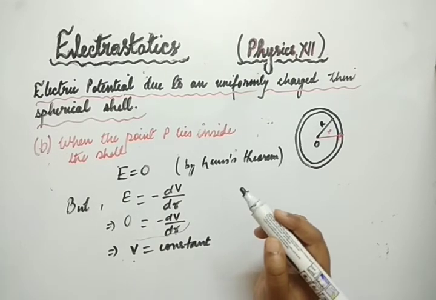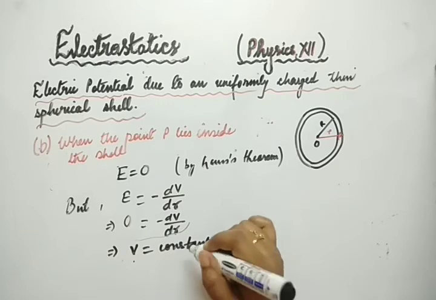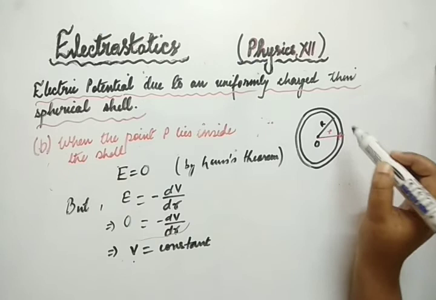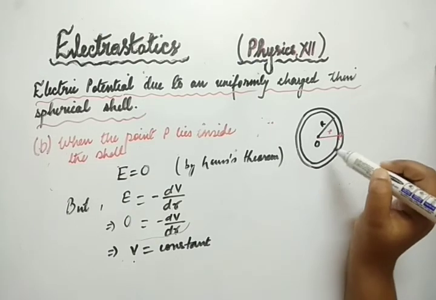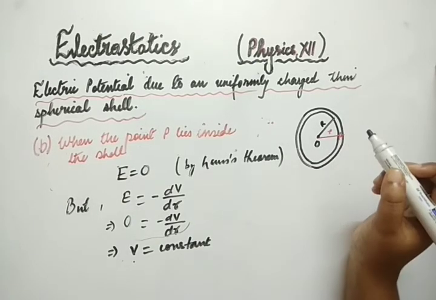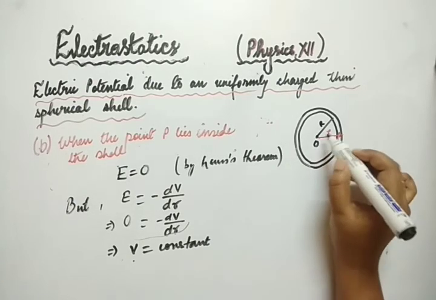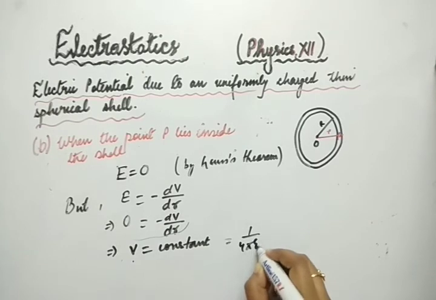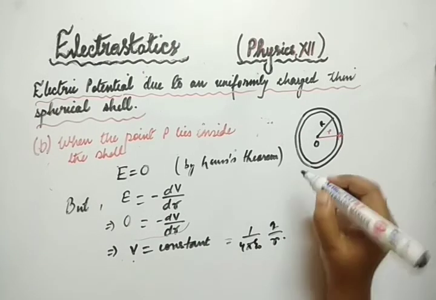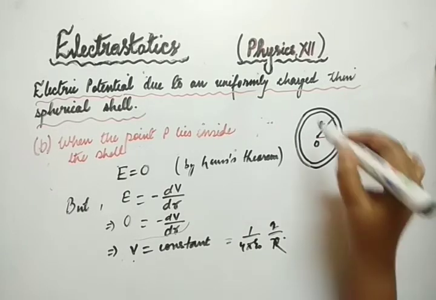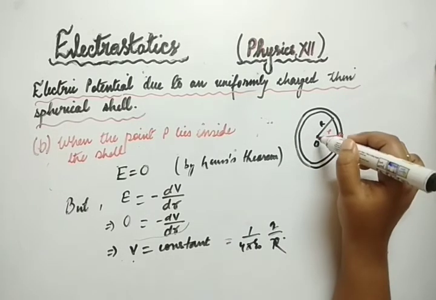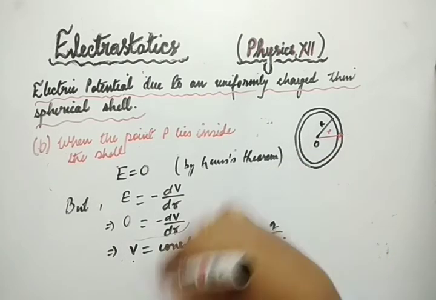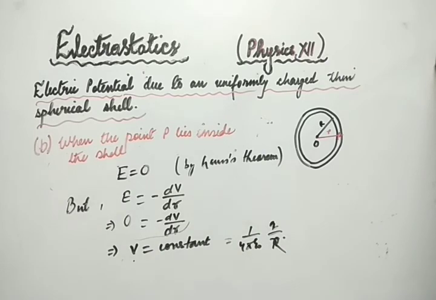So that means we can say that V is the same at all points on the surface of this shell and also inside the surface, and that is equal to 1 by 4 pi epsilon naught Q by R. So it is the same at all points on the surface and also inside the surface. Outside the shell V will change, but inside it is constant at all points.